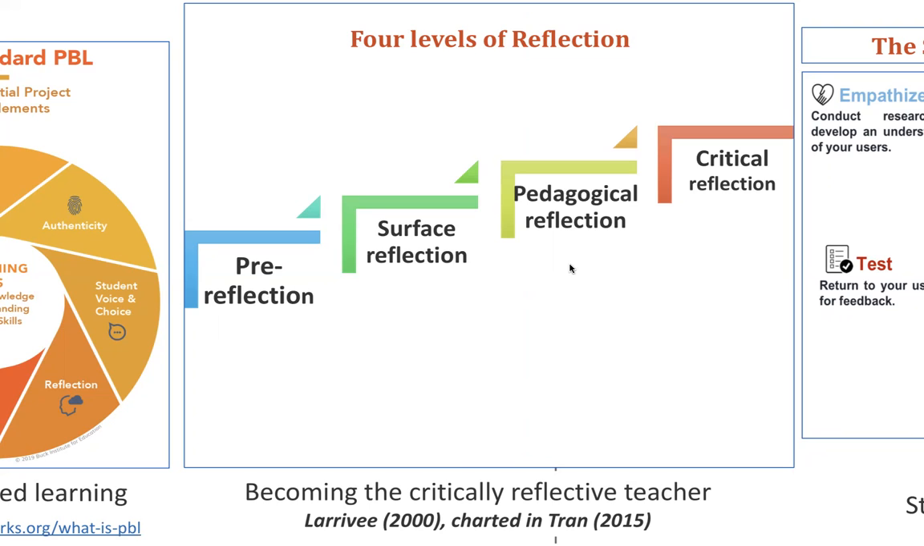The highest level of reflection is critical reflection, and at this level, the teachers reflect on the moral and ethical implications and consequences of their classroom practices on students. Critical reflection involves examination of both personal and professional belief systems.